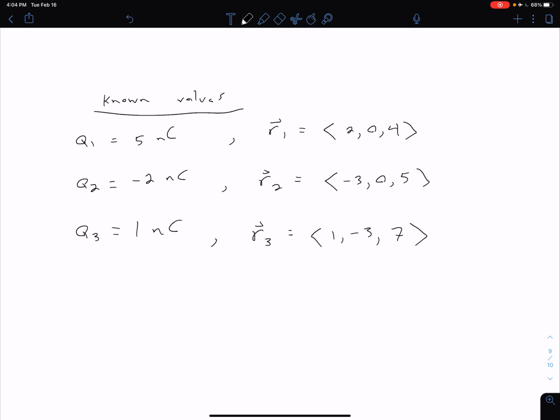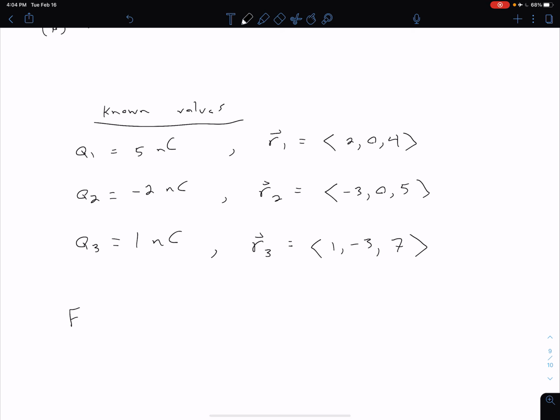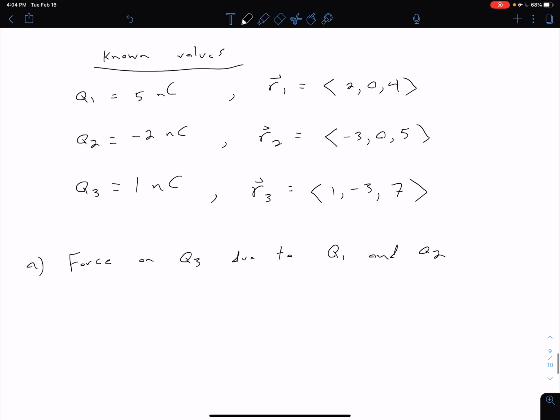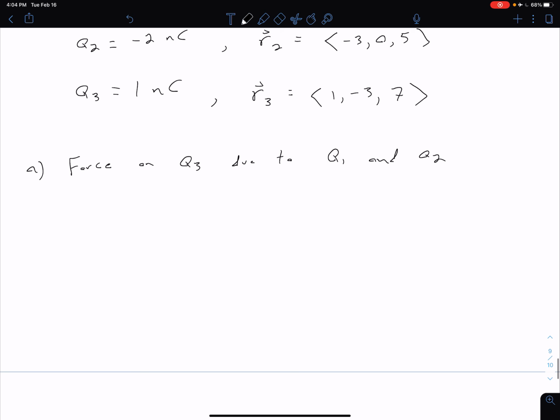Okay, so now that we've rewritten this information in this manner, it's going to be easier to plug into our equations. So first we want to find the force on Q3 due to Q1 and Q2. This is essentially what we're asked in part A. So we're going to use our more general superposition equation because we have more than just the one term. But of course we only have 2 point charges acting on Q3, so we're only going to have 2 terms from that superposition equation.